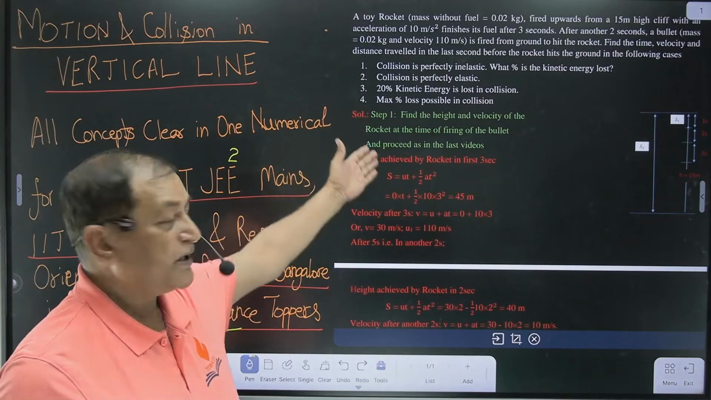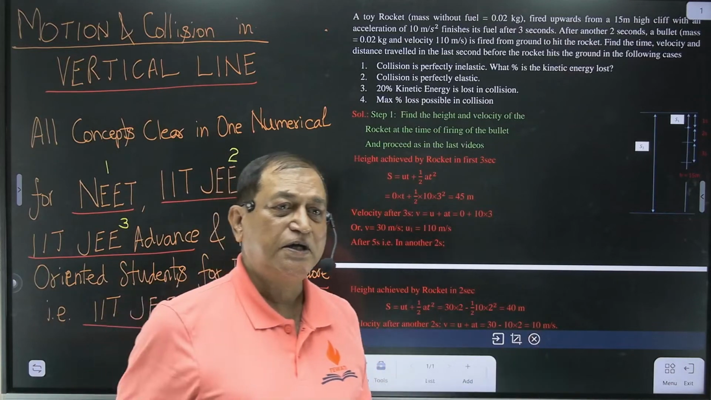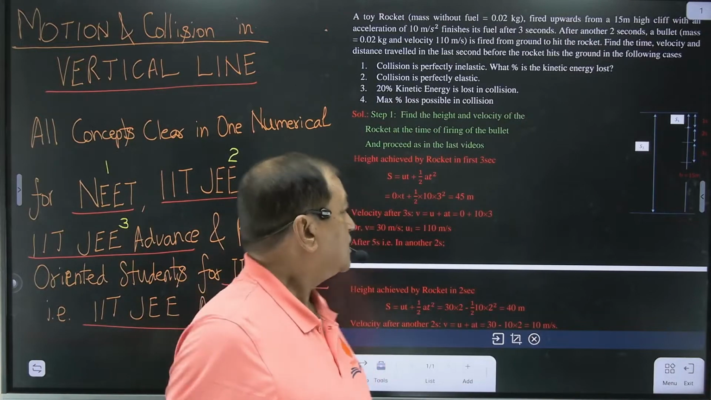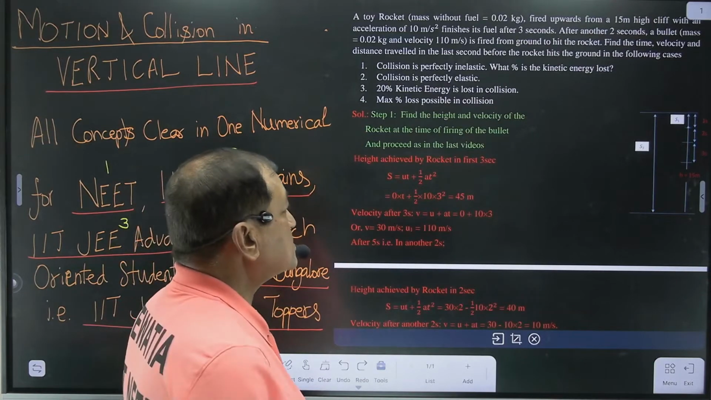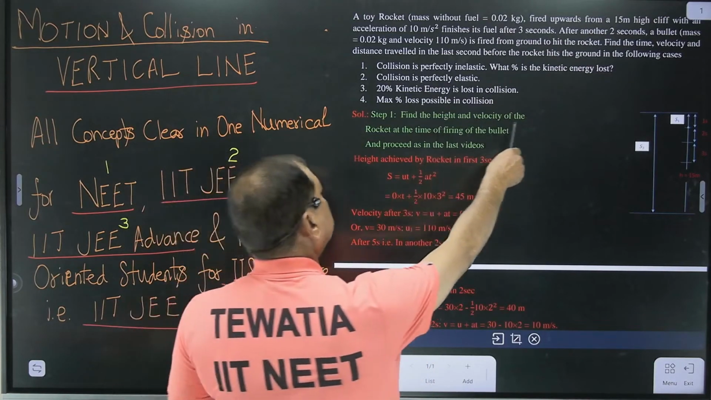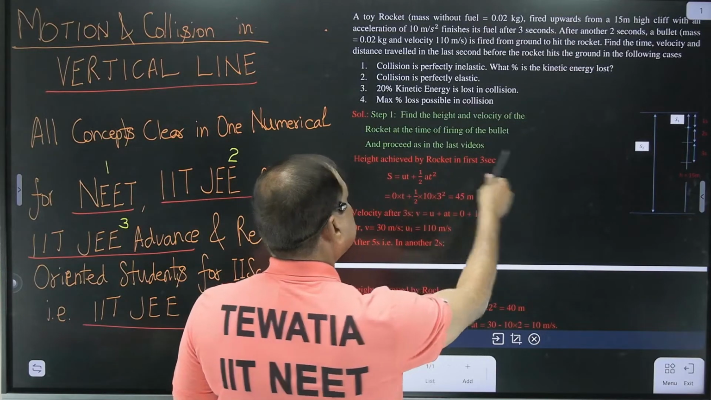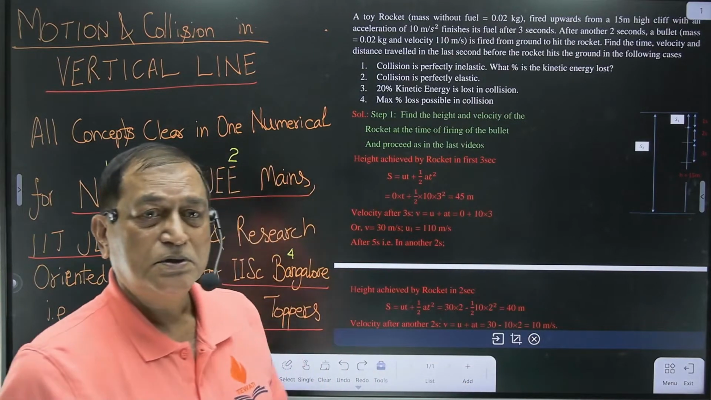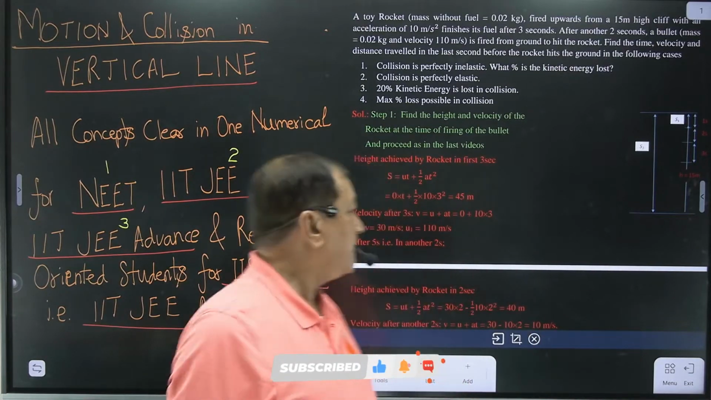Earlier we have explained this. This was discussed previously in detail, so I will not spend much time on the initial portion. Step 1: find the height and velocity of the rocket at the time of firing of the bullet, and proceed as in the last videos. You have to see our last videos to understand this question properly.